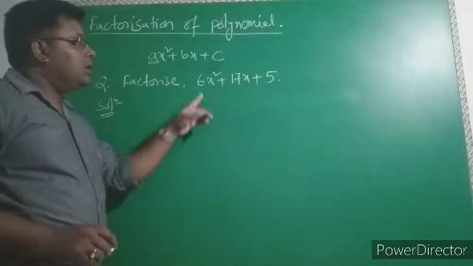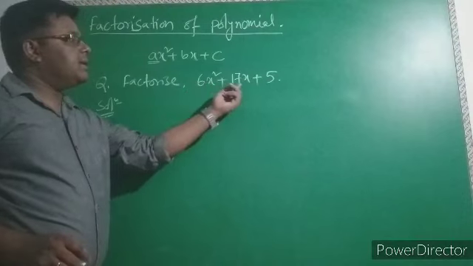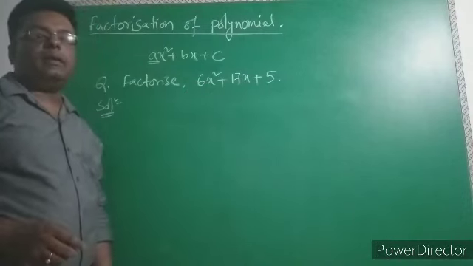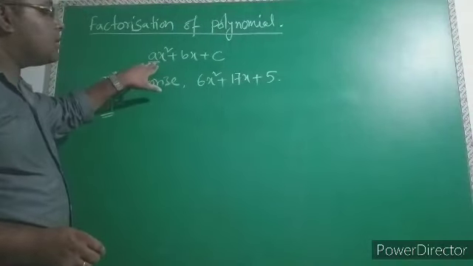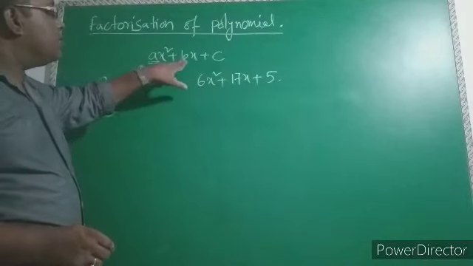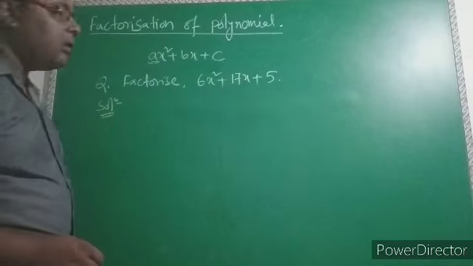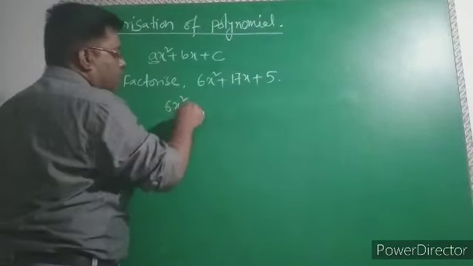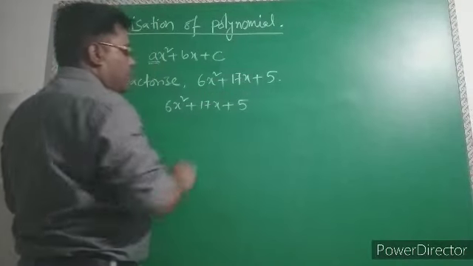Now we take one example. Factorize this 6x square plus 17x plus 5 using splitting the middle term. So which is of this form, ax square plus bx plus c, where a means here 6, b means here 17, c means here 5. Now how do we do it? So it will be 6x square plus 17x plus 5.